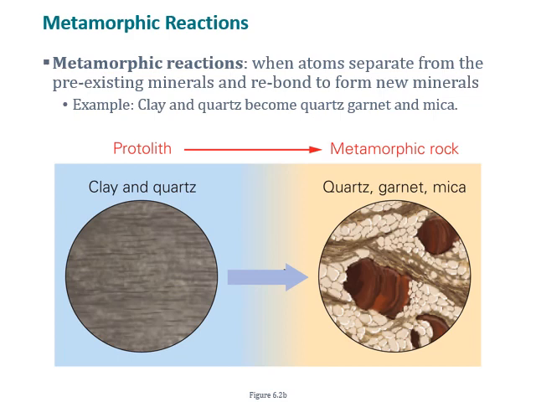Metamorphic reactions are when atoms separate from pre-existing minerals and bond with other atoms to form new minerals. A great example of this is how clay and quartz, that are separate minerals in the protolith, in a sandstone or siltstone or mudstone, undergo metamorphism and alter to minerals of quartz, garnet, and micas. So this is the example that we saw in the first slide, changing from a shale to a garnet schist.